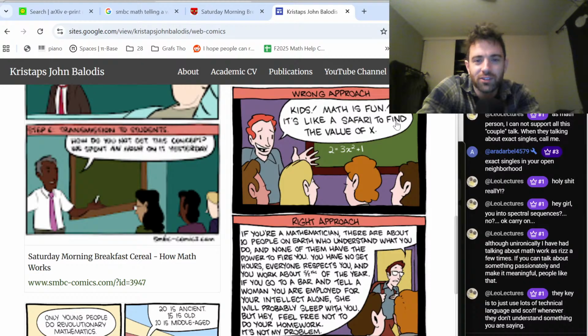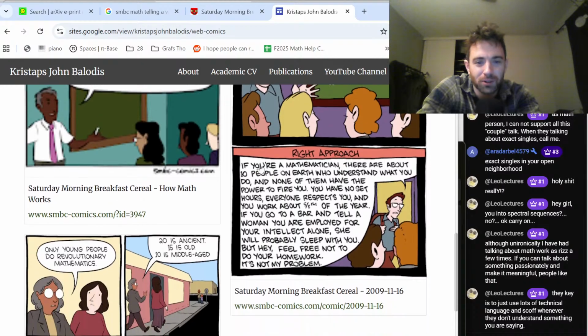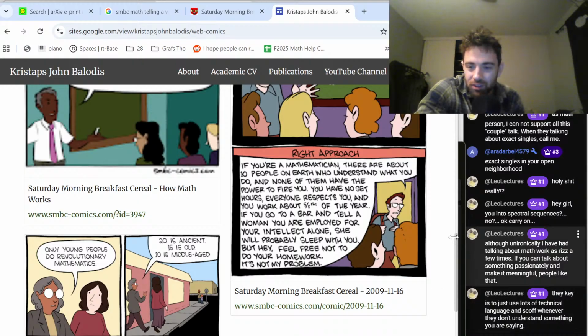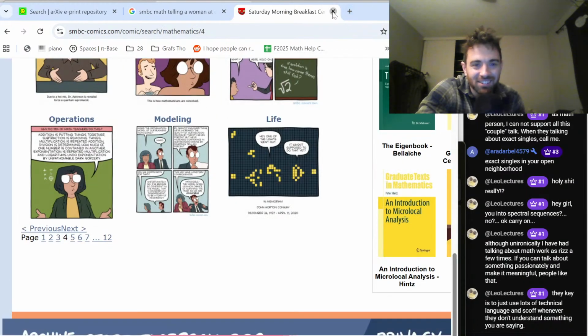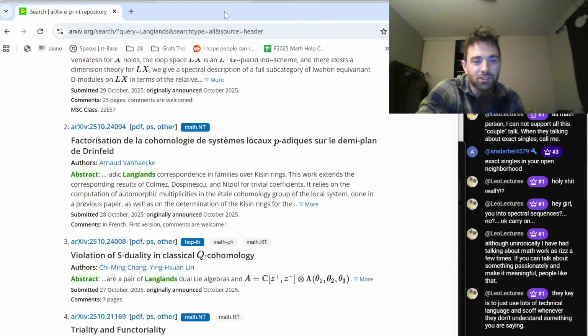Wrong approach. Kids, math is fun. It's like a safari to find the value of x. Right approach. If you're a mathematician, there are about 10 people on earth who understand what you do, and none of them have the power to fire you. You have no set hours, everyone respects you, and you work about 5/8 of the year. If you go to a bar and tell a woman you are employed for your intellect alone, she'll probably sleep with you. But hey, feel free not to do your homework. It's not my problem. The key is to just use lots of technical language and scoff whenever they don't understand something. Yeah. Get on the math nagging approach.